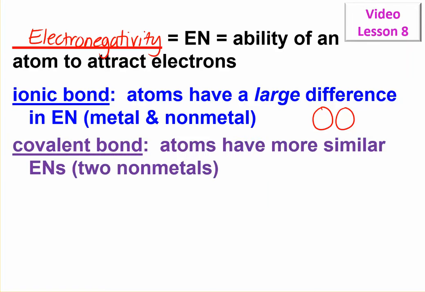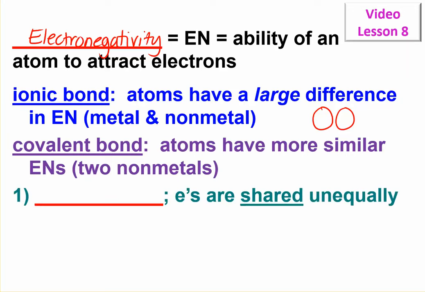In a covalent bond, the two atoms have similar electronegativities, and they're usually pretty strong, so that's why they share electrons. Two nonmetals will share electrons. There are two types of covalent bonds. There are polar bonds. In a polar bond, they share electrons, but it's not equal sharing.